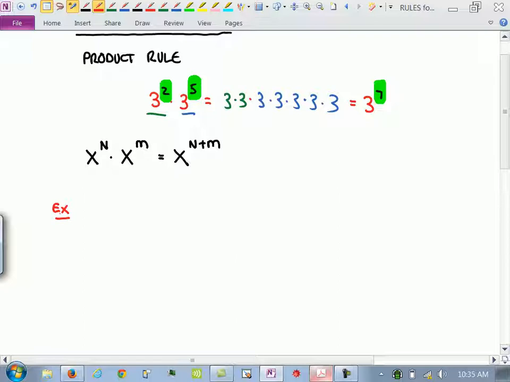What is x to the third times x to the negative 2? I did not put a dot between them, but it's implied multiplication. So there is actually a dot there that we don't write. If it's not written, you just know it's multiplication. That should just be x to the first power, right? Because it's 3 minus 2. You're adding a negative 2. So this is just x to the 1, which is just x.